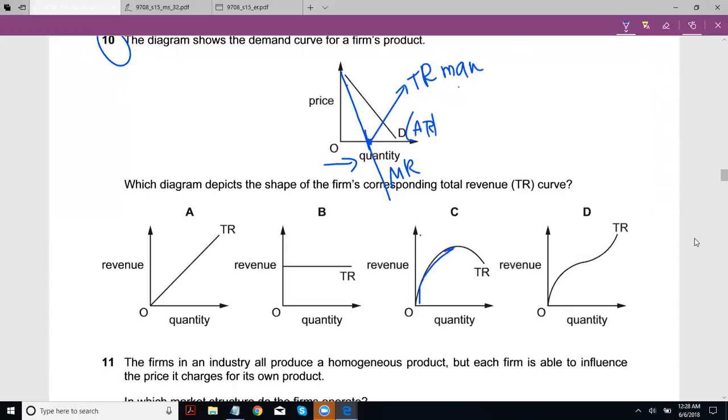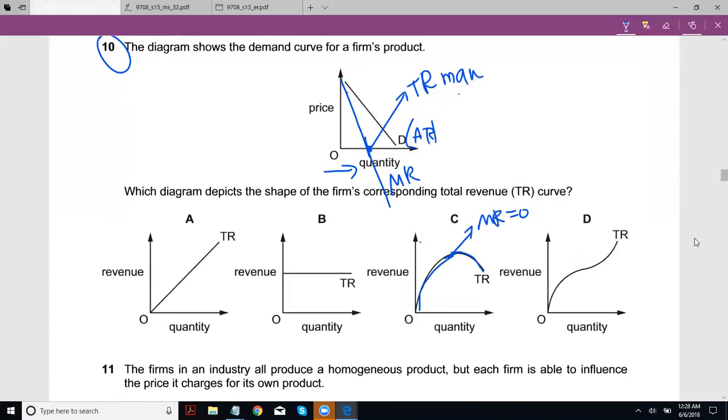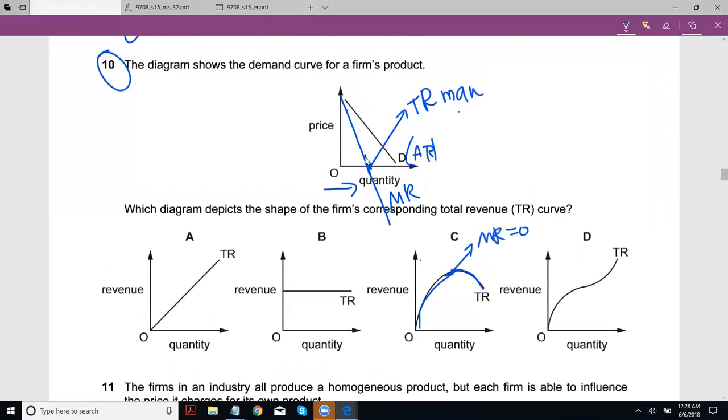Then at a certain point, MR is equal to 0. There, your total revenue is maximized. Then MR goes negative, and when MR goes negative, your total revenue decreases, which is exactly what's shown here. So that could be another way to do this question. But that's it for this video. We'll continue this in the next one.